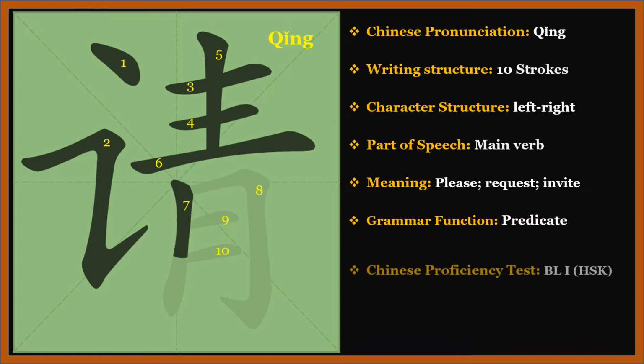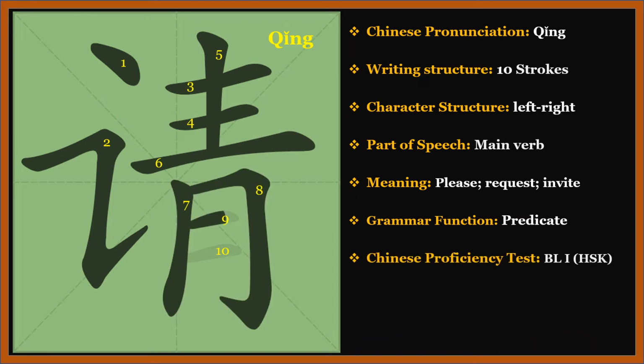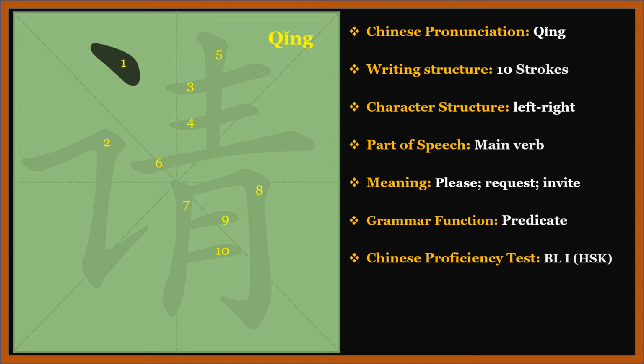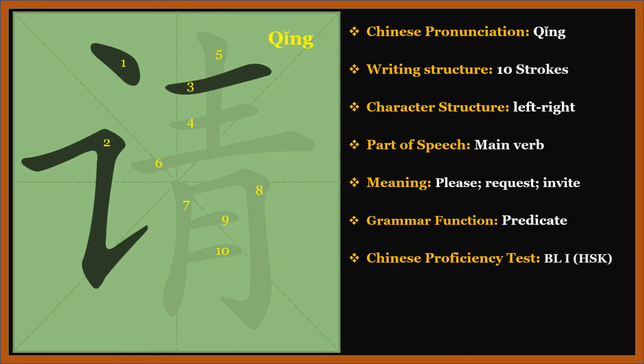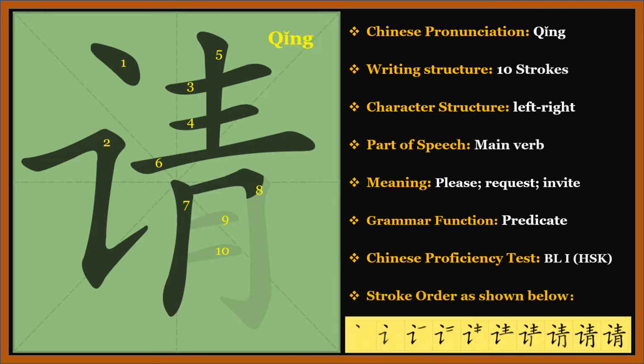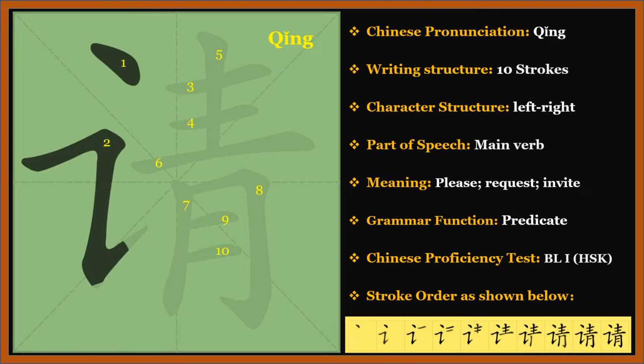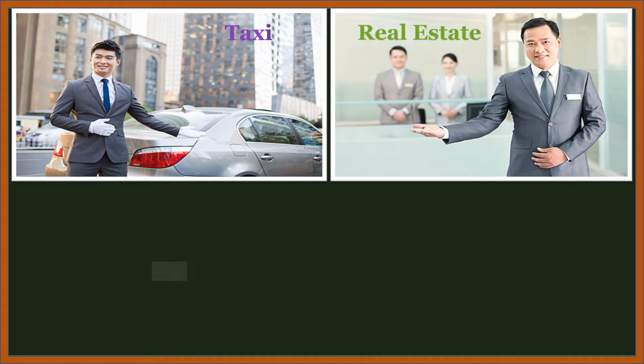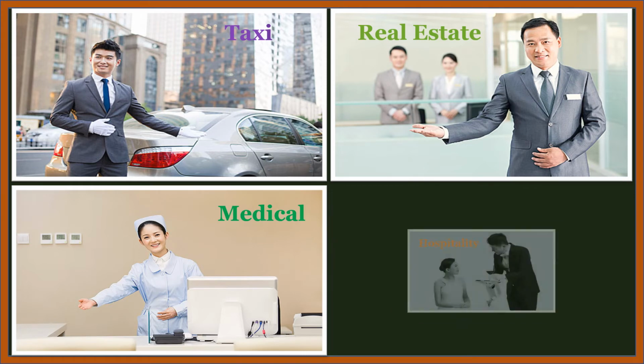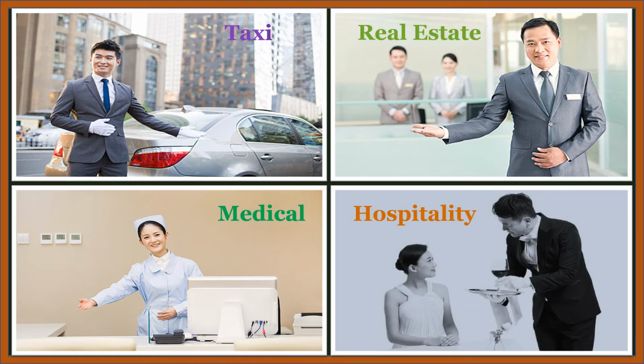This character is listed as one of the most commonly used beginner level 1 characters in the Chinese proficiency test, namely HSK. The writing stroke order of 请 is indicated as follows. "请" is the word with respectful meaning, which is equivalent to please in English. So it is widely used in daily life communications and various service industries.